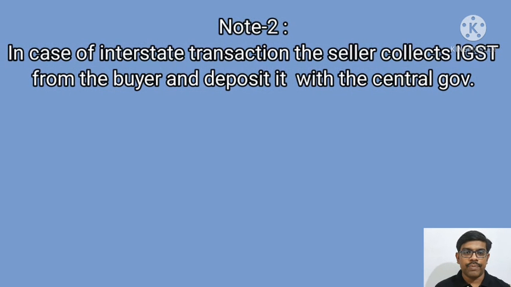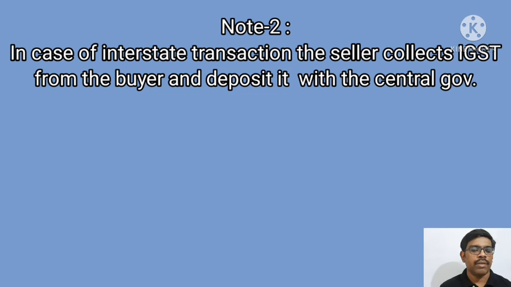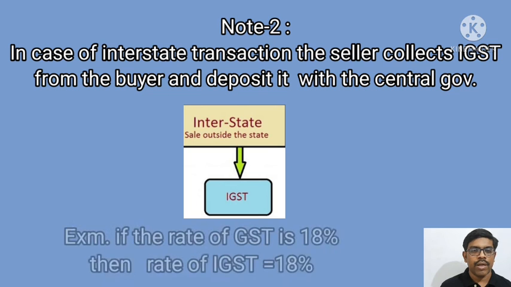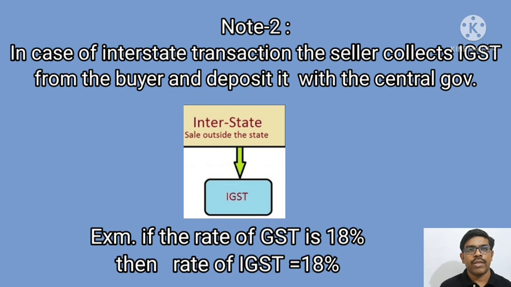Note 2. In case of interstate transaction, the seller collects the IGST from the buyer and deposits it with the central government. For example, if the rate of GST is 18%, then the rate of IGST is 18%.